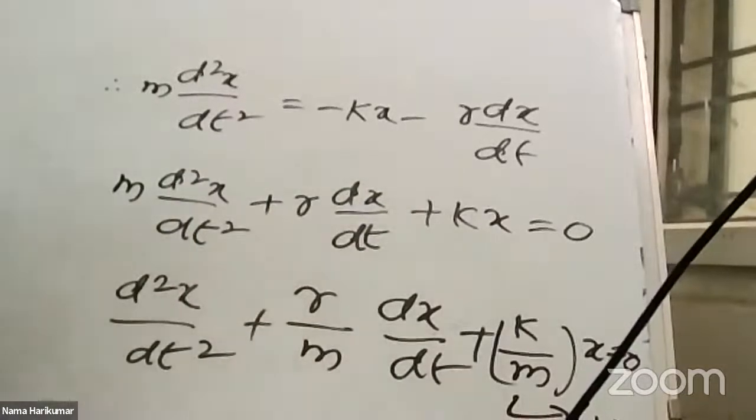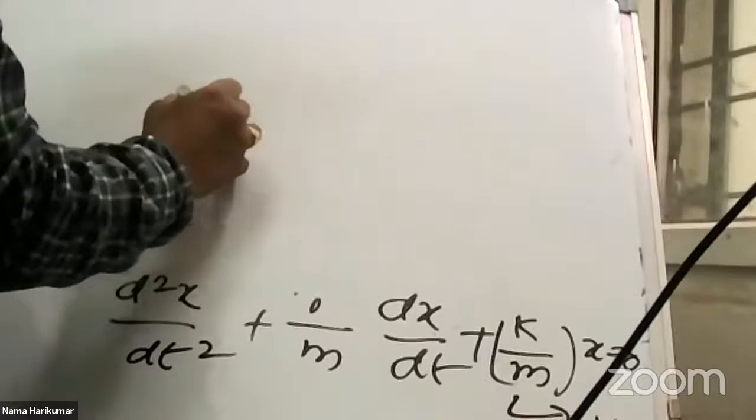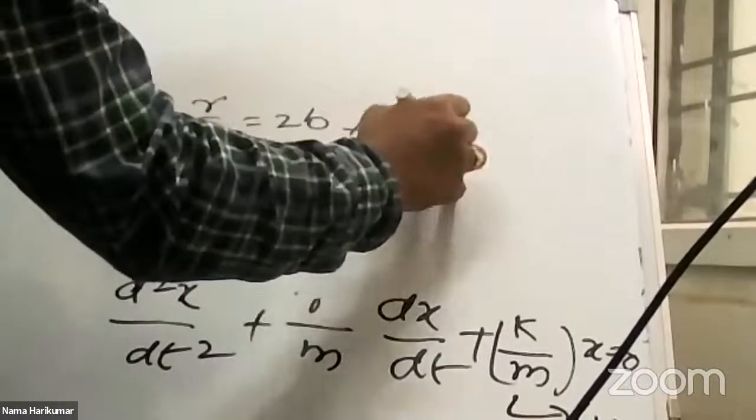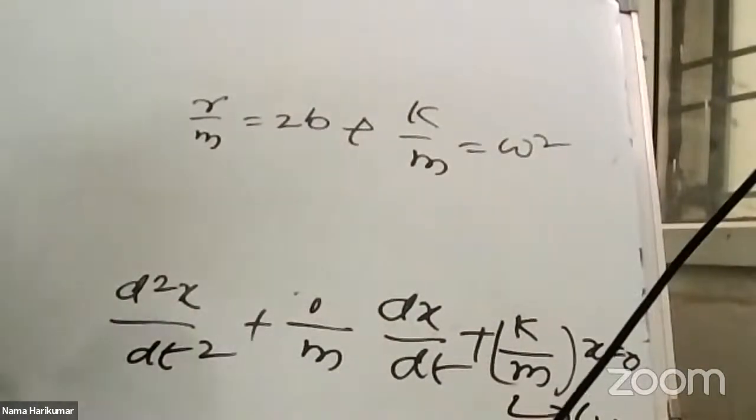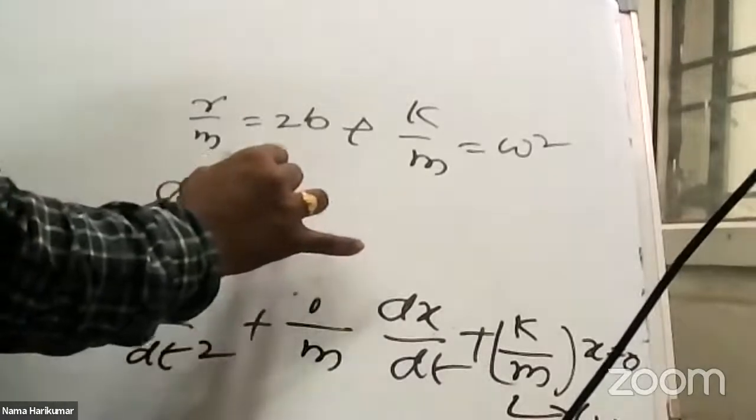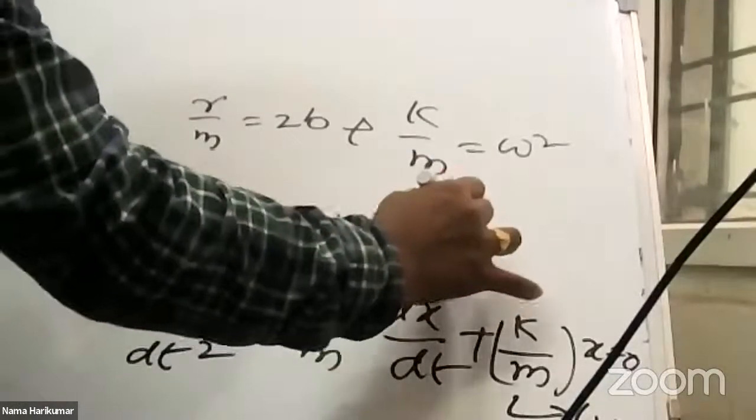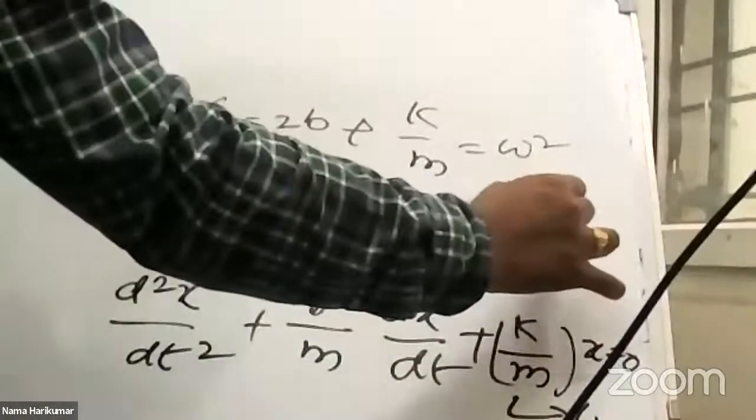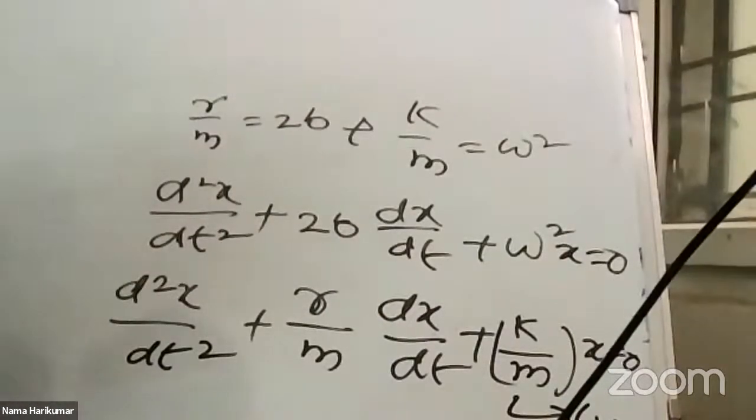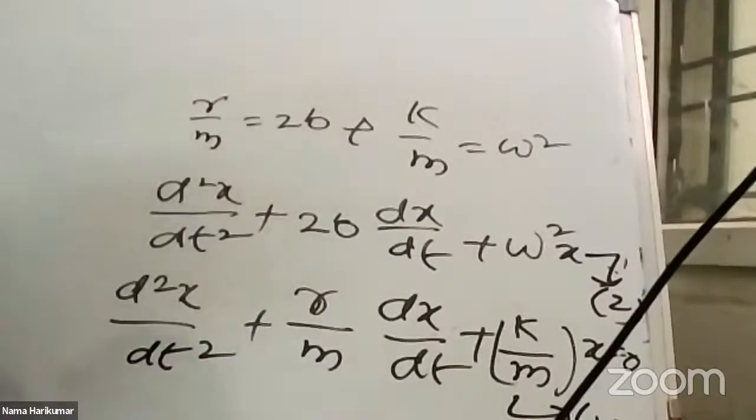Okay, right. So next, in this equation, r by m we consider to be 2b, and k by m equals omega square. So equation 1 takes the form d square x by dt square plus 2b dx by dt plus omega square x equals 0. This is the second equation, the damped harmonic oscillator equation.